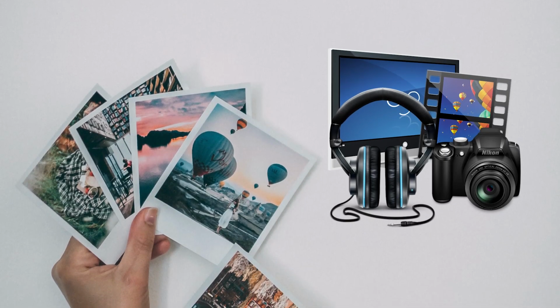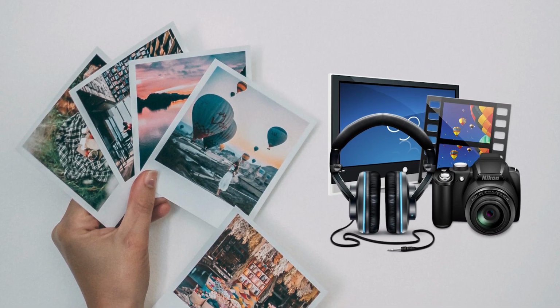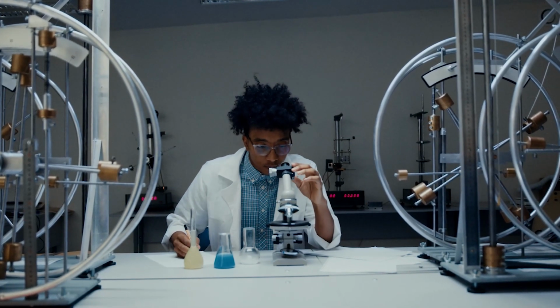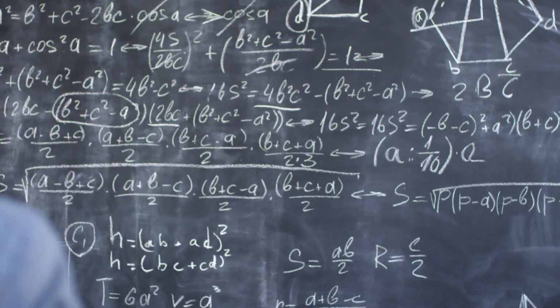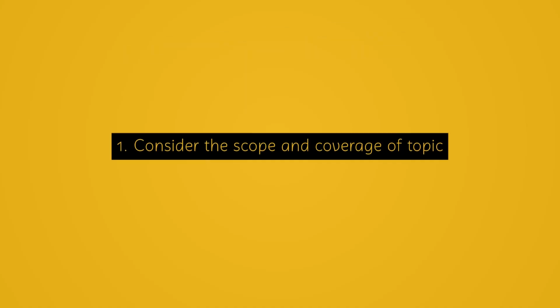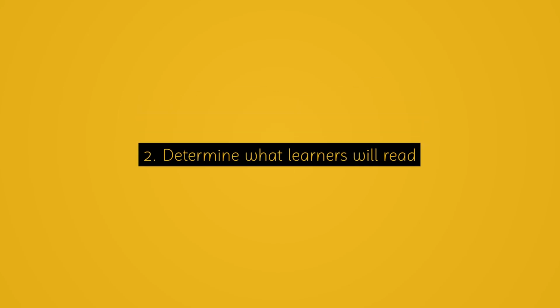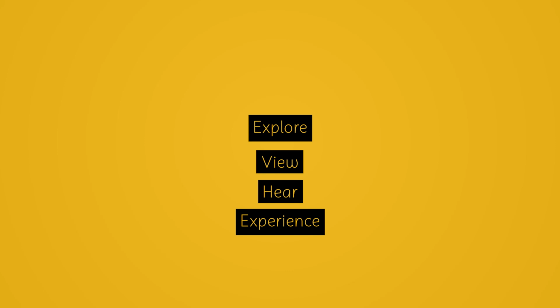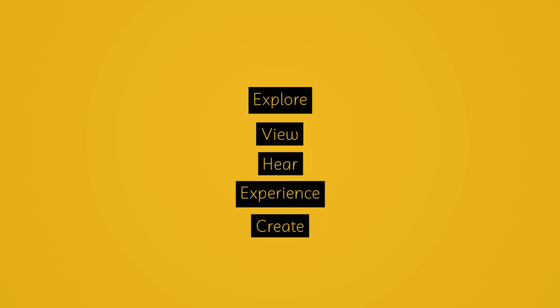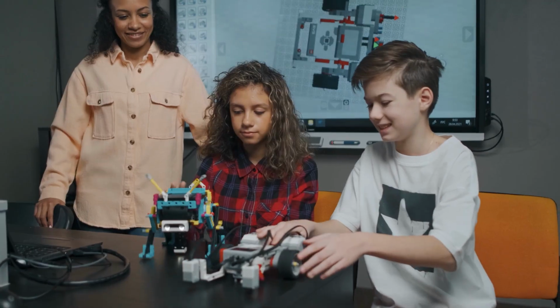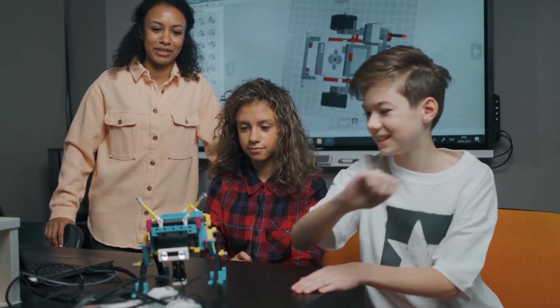Furthermore, you can consider the following when selecting appropriate multimedia elements for specific learning objectives in teaching basic science and mathematics. 1. Consider the scope and coverage of the topic. 2. Determine what learners will read, explore, view, hear, experience, or create. 3. Ensure that materials and media support are aligned with the stated learning objectives.